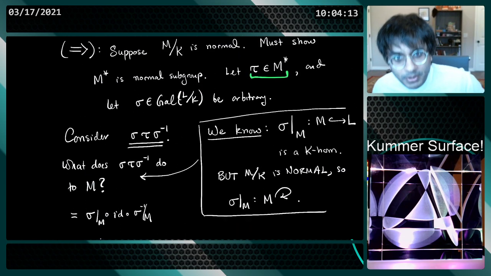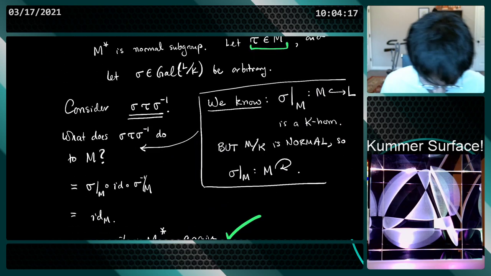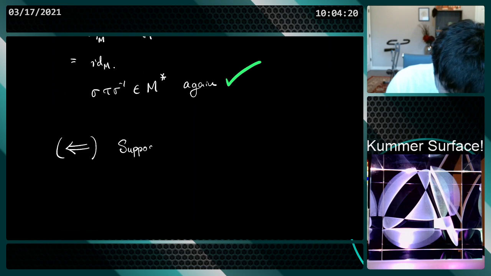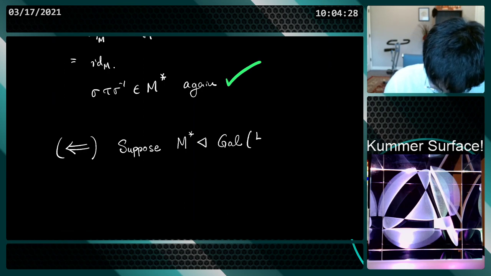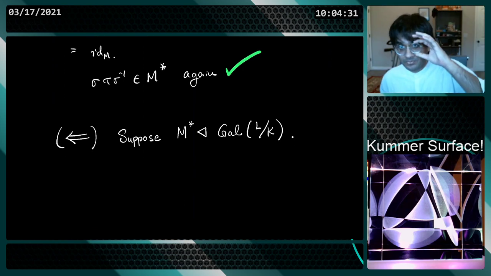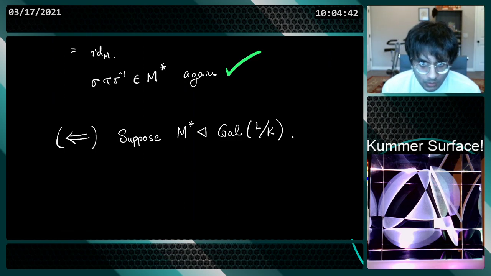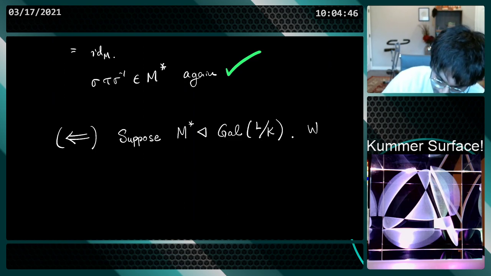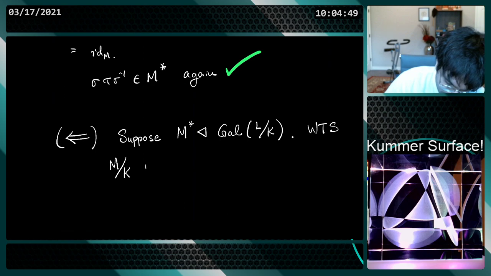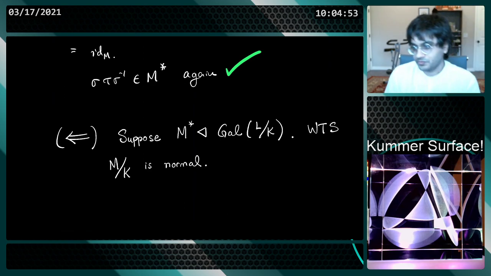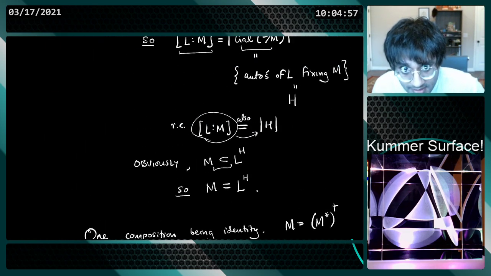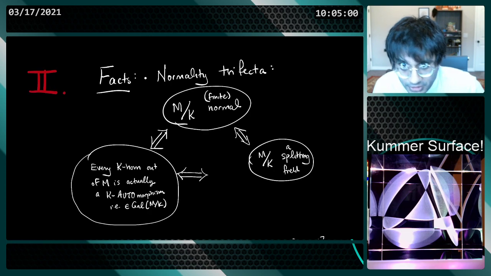Other way. Suppose the fixing group was a normal subgroup. Okay, let's see if I can do this. Suppose it's a normal subgroup. Want to show that M over K is normal. I will use the most interesting, maybe arguably the most useful part of the normality trifecta. Once again.